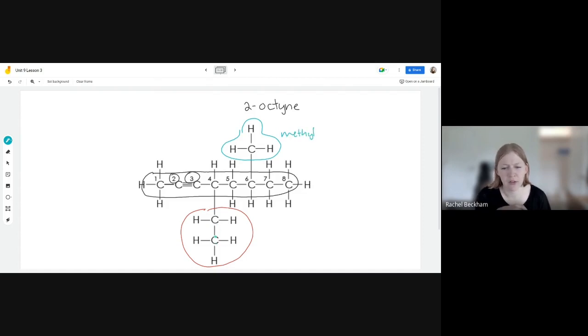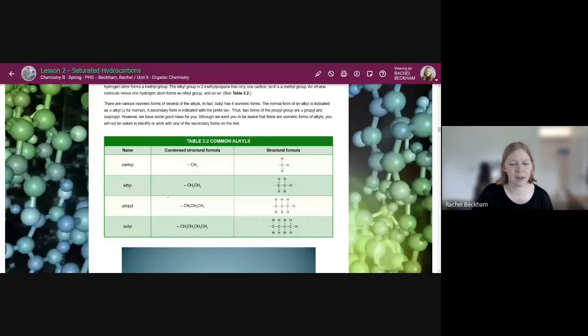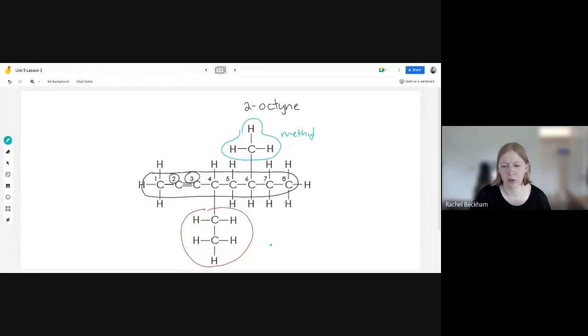This branch is 2 carbons and 5 H's. 1, 2, 3, 4, 5. Yeah, 2 carbons and 5 H's. So going over to table 2.2, actually, I need to scroll down to table 2.2. Hold on. Going over to table 2.2 right here, 2 carbons and 5 H's. That would be ethyl. See, there's 2 carbons there, and if you add that up, that's 5 H's. So ethyl is the name of this group right here.